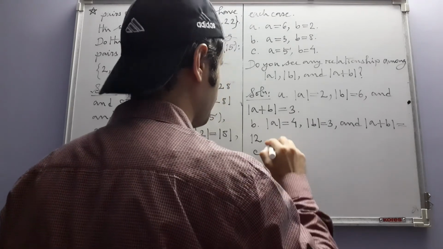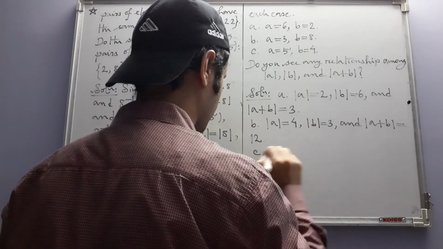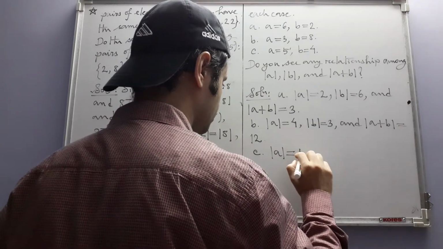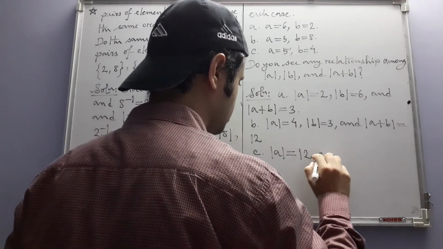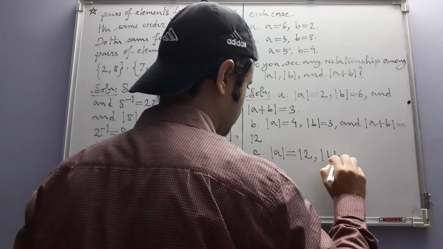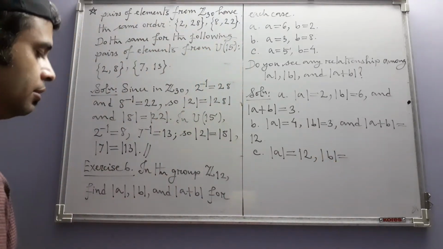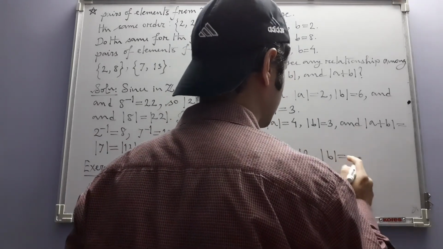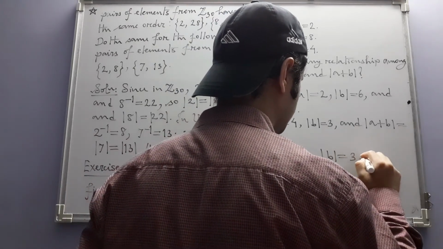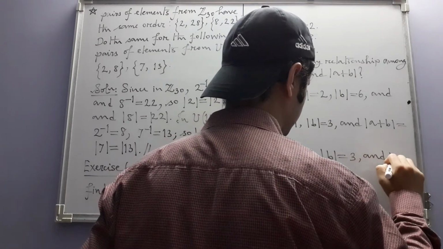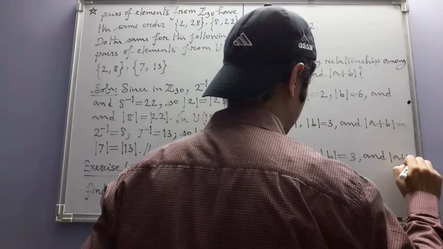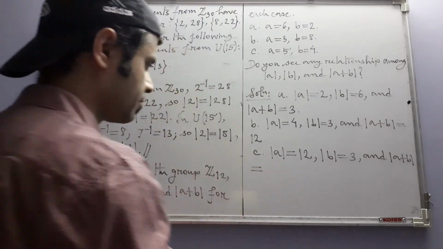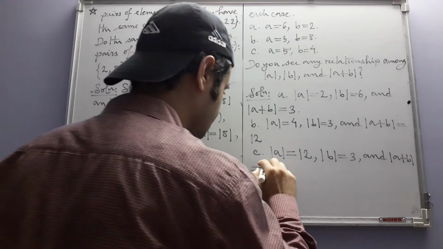C. 5 is relatively prime to 12, so the order is 12. The order of B is the order of 4, which is 3. And what is A plus B? A plus B is 9, and 9 means 4.